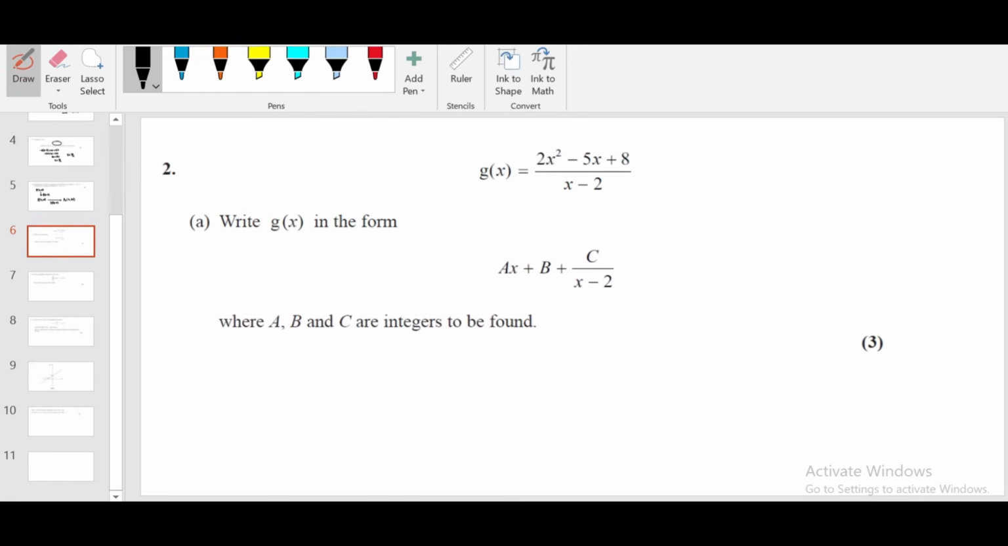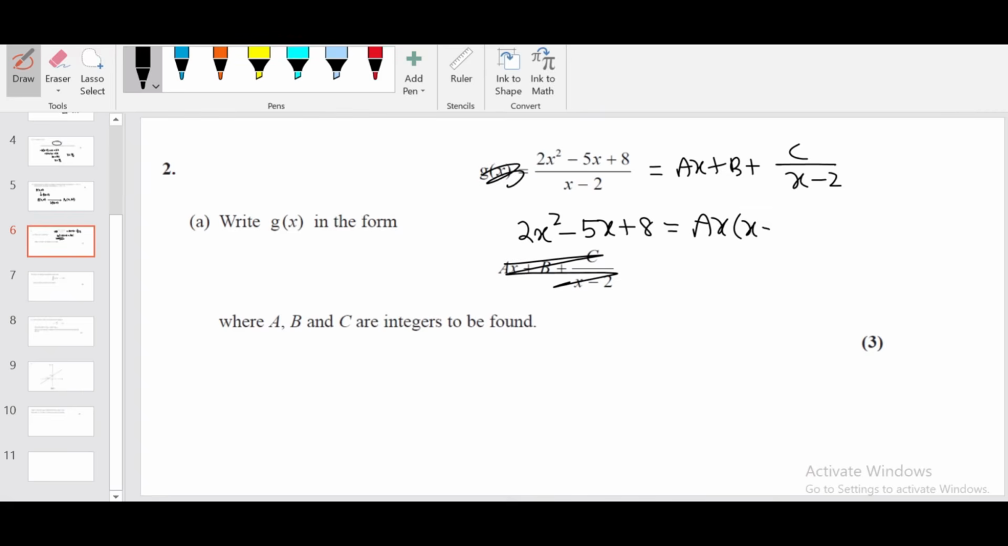Write g of x in this form. So you can use the long division method or the comparing the coefficient method. I'm going to use the comparing the coefficient method. The first step, you need to write this is equal to ax plus b plus c over x minus 2. That's the first step. And then multiply both sides by the denominator. You'll get 2x squared minus 5x plus 8 is equal to ax times x minus 2 plus b times x minus 2 plus c.